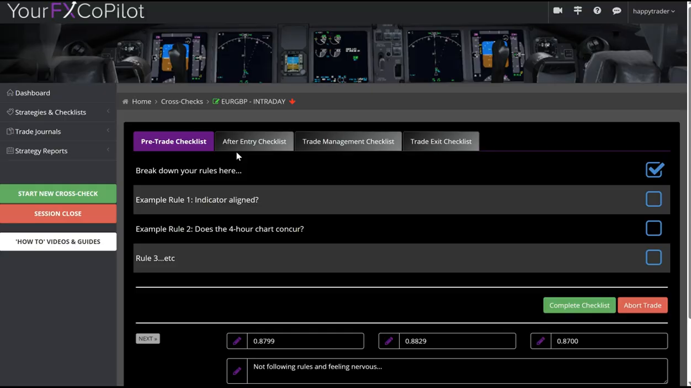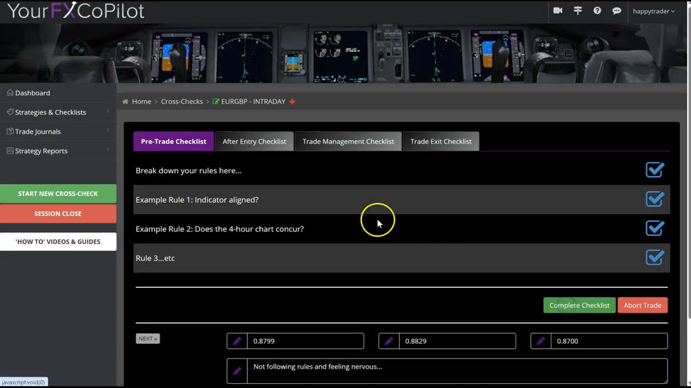If, however, it doesn't meet your trade criteria, you can abort the trade at this stage, just like a pilot would abort a takeoff if a problem were found on the runway. We will cover aborting a cross-check in a separate video, but for now, I just want to continue through the cross-check process.